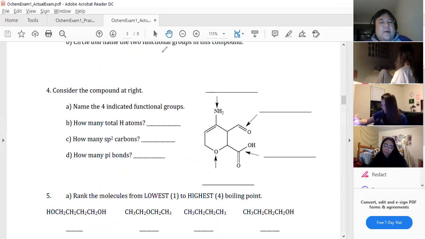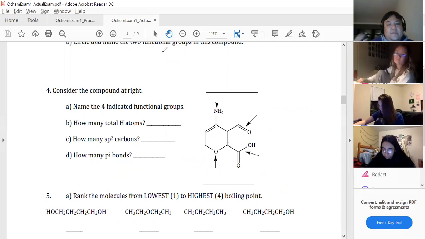Okay, consider the compound up, right? Name the indicated 4 functional groups. So go ahead and do this one, fill it in. I'll give you guys a minute or 2, and then we'll come back and do this.